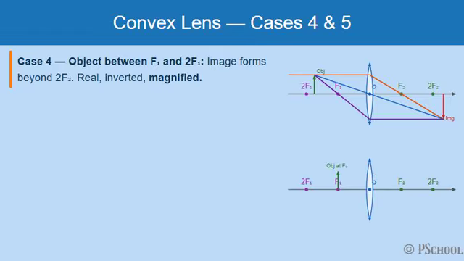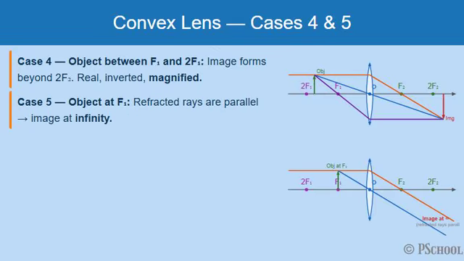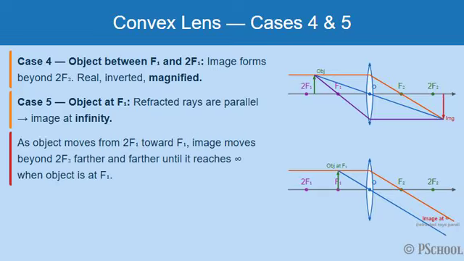Case 5, object placed exactly at f1. Ray 1 travels parallel and refracts in the direction of f2. Ray 2 goes through O with the same slope as Ray 1. Both refracted rays are parallel and never converge. The image forms at infinity. As the object moves from 2f1 toward f1, the image moves farther beyond 2f2 until it reaches infinity when the object is at f1.